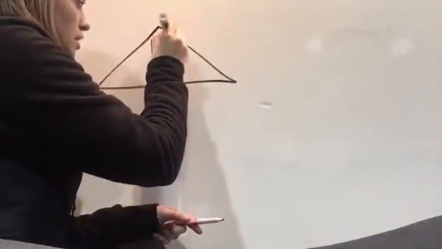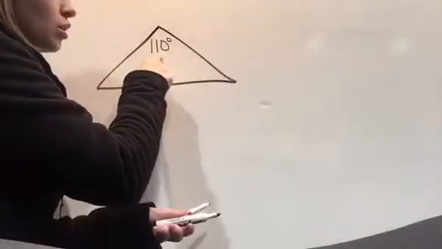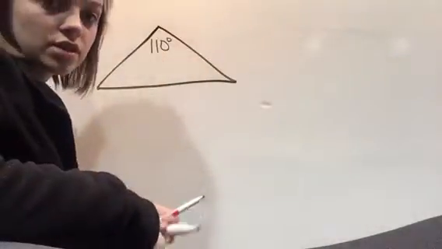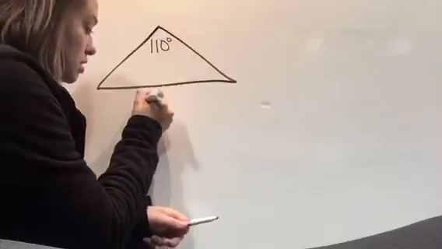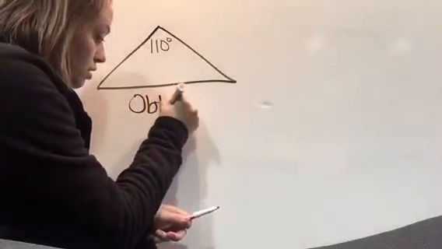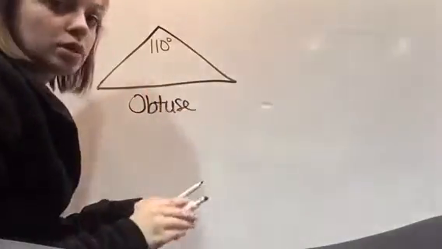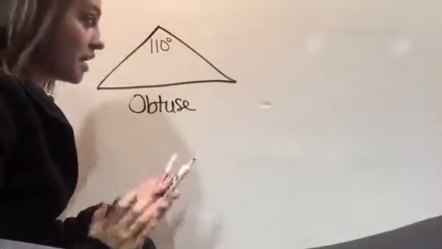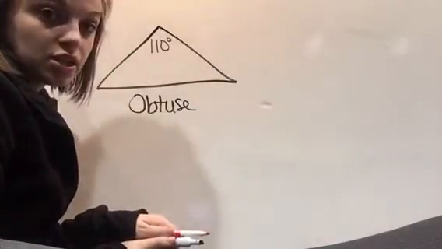And lastly, we're going to look at a triangle with an angle measurement of 110. So let's say this angle is 110 degrees. That means it's going to be an obtuse triangle because it has one angle measurement greater than 90 degrees.